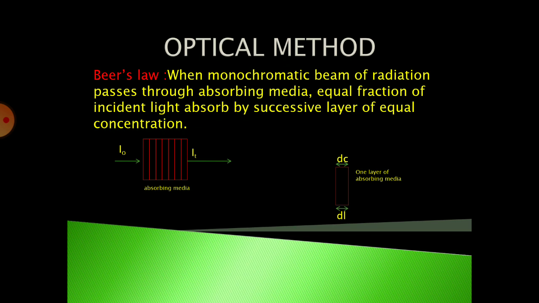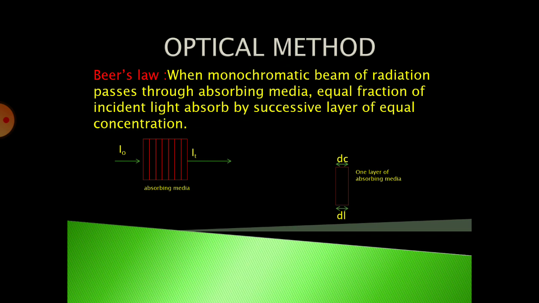I am going to teach you analytical chemistry. In analytical chemistry, we will discuss the optical method, that is unit 3 of paper 4. Now, all optical methods are based on one law, that is Beer's-Lambert's law. Before discussing this law, we must understand the assumptions of Beer's and Lambert's law.